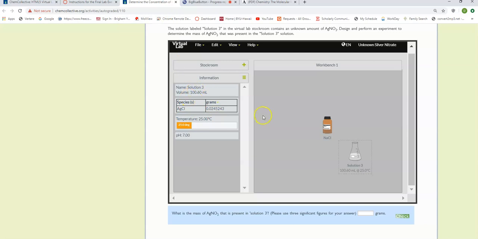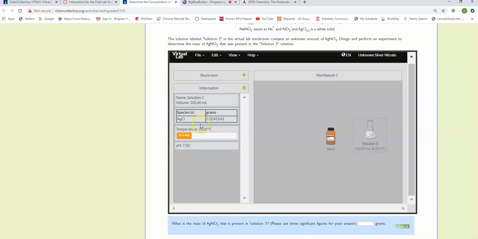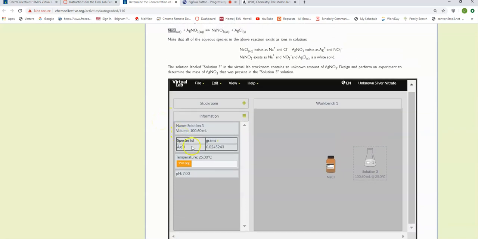Okay, so here we have our solution of silver nitrate. We added the sodium chloride. How much did I add? 0.1 grams, I think it was. And if I click onto here, it says that I have 0.0245243 grams of, what is that? Silver chloride. So it tells me how many grams of silver chloride I made, following the equation up here, by adding a certain amount of sodium chloride.